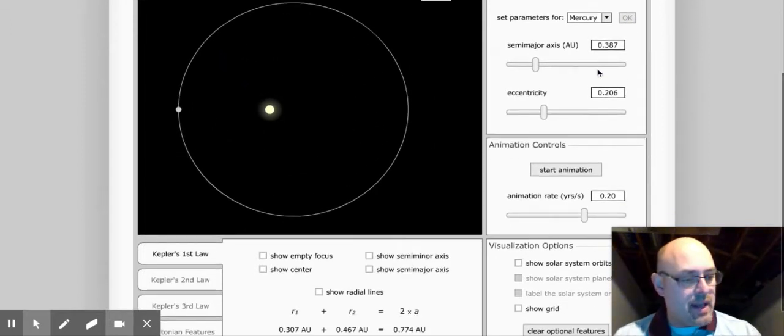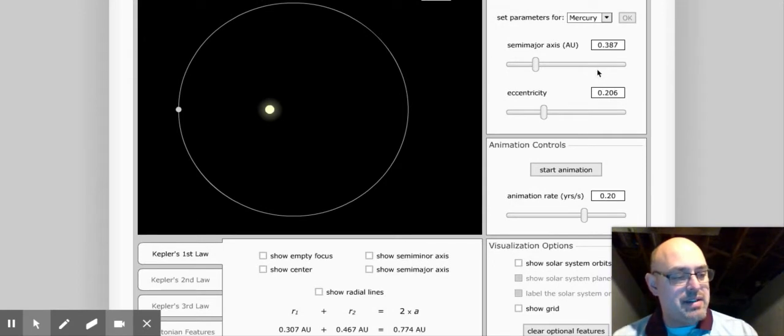Now, the next thing it says, the semi-major axis is half of the major axis in astronomical units. AU is a standard unit of measure. It's the average distance between the Earth and the Sun. What would be the length of the major axis in Mercury's orbit? Now, if you remember, in the last lesson, the major axis was a line that went all the way across.